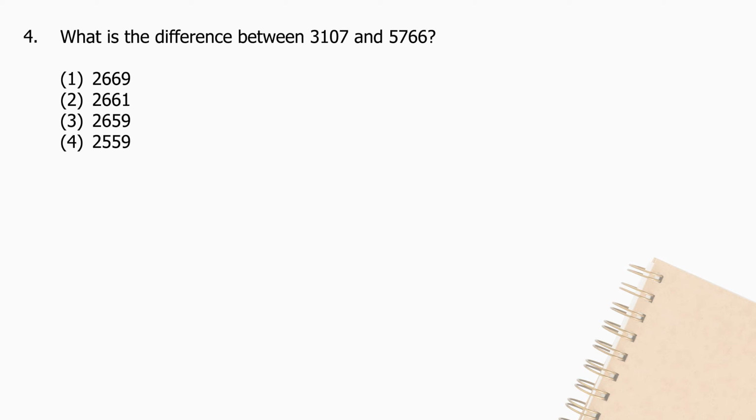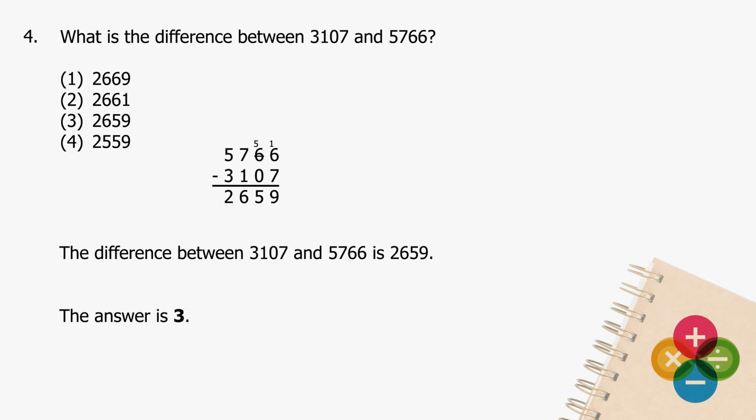Question 4. What is the difference between 3107 and 5766? The difference between 3107 and 5766 is 2659. The answer is 3.